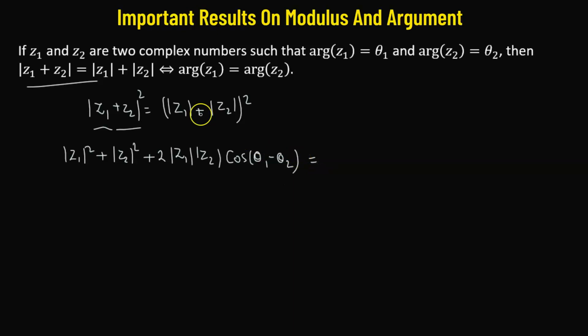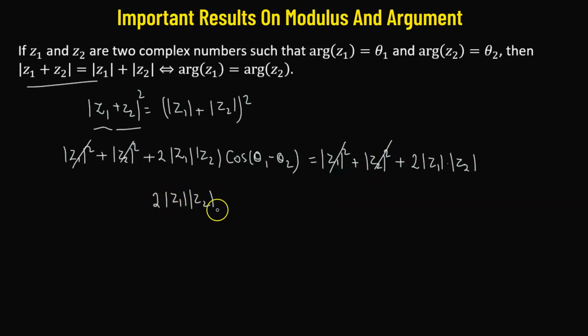So this will be equal to, here we take the square on both sides to get the absolute value of z1 squared plus the absolute value of z2 squared added to 2 times the absolute value of z1 times the absolute value of z2. So this term and this term will get cancelled out, so we're left with 2 times the absolute value of z1 times the absolute value of z2 times cosine of theta 1 minus theta 2. This is equal to 2 times the absolute value of z1 times the absolute value of z2, or simply put, we have cosine of theta 1 minus theta 2 equals 1.